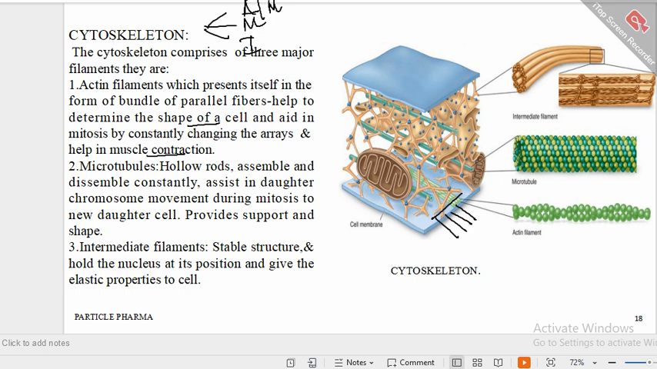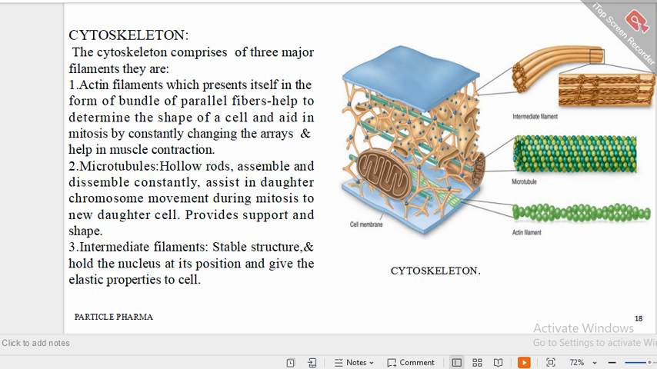Next is microtubules. These are hollow rods, I can say microtubules or tubulin proteins. They can easily assemble and disassemble. They also assist in daughter chromosome movement during mitosis to form a new daughter cell, and they provide support and shape. The last one is the intermediate filament. These are stable, mesh-like structures which hold the nucleus in its position and give elastic properties to the cell, whereas they also try to uphold the other subcellular organelles like the nucleus.